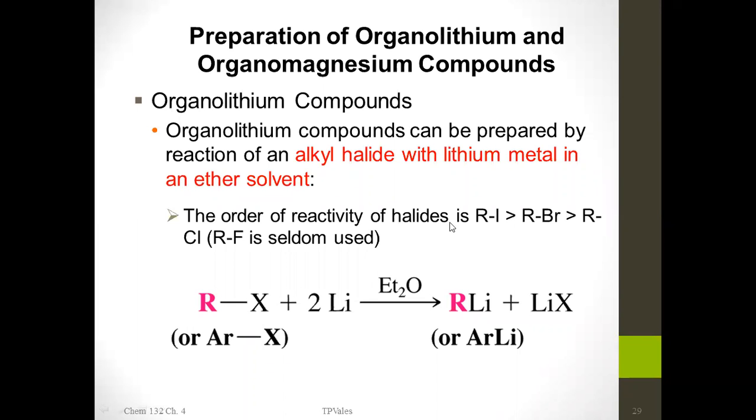So alkyl, of course, expect your lithium to be positively charged and alkyl to be negatively charged. The order of reactivity for halides is RI, RBr, RCl, and RF is seldom used. So why is that? The iodine is more polarizable, and you expect this one to be more reactive with lithium. With the alkyl halide and 2 moles of lithium, you get your R-lithium, and you get your lithium halide as your side product.